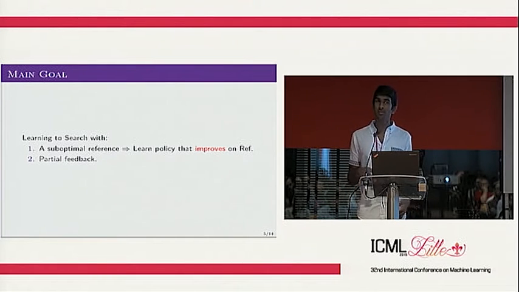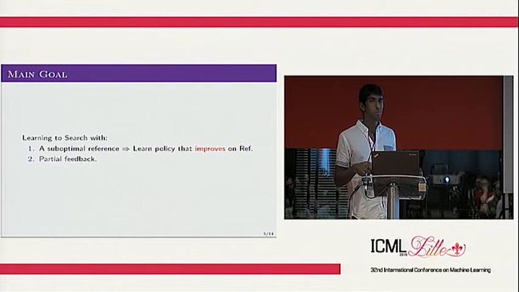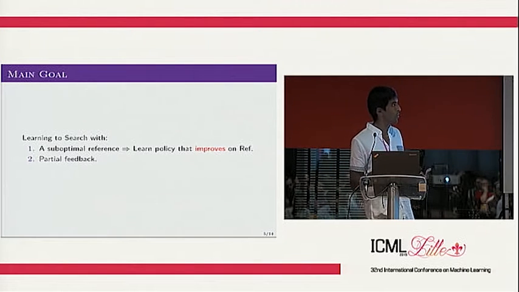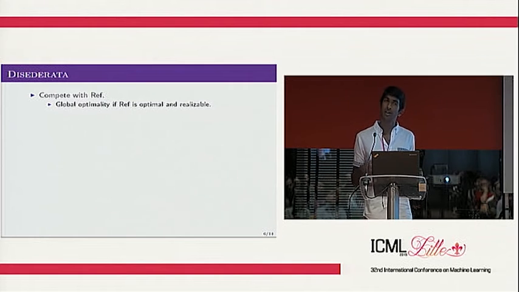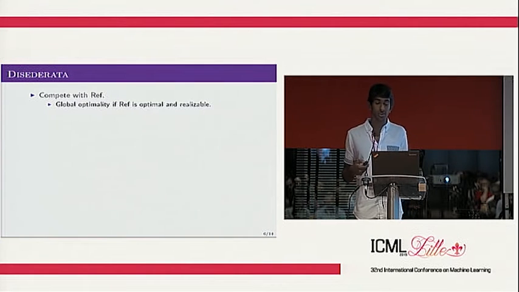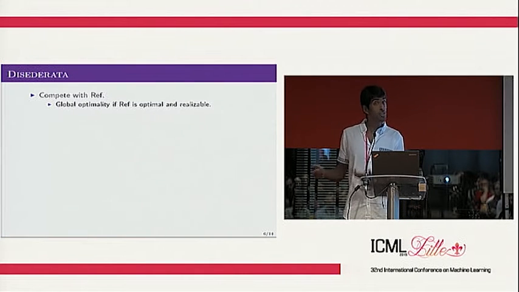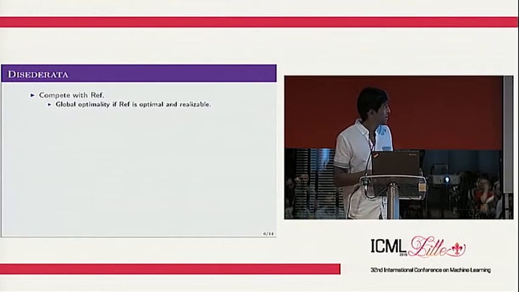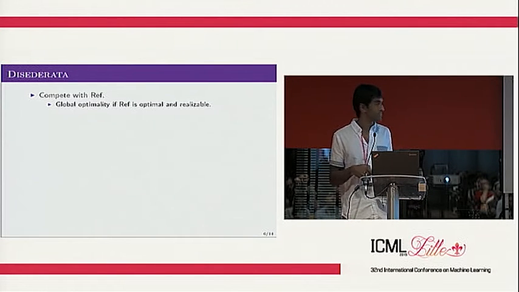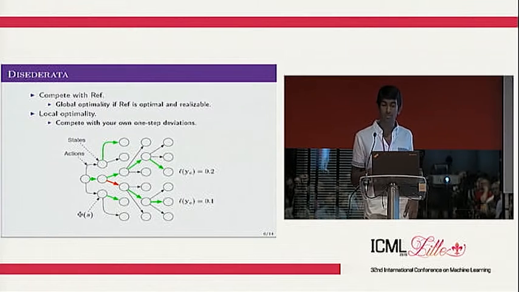OK, so when we have a suboptimal reference, it's important to figure out what we can hope for. So what do we want? Maybe one thing is, since we don't really know how good the reference is, we should be competitive with it. If it's good, we would like to leverage the fact that it's good and do well, right? So we'd like to do well if the reference is good. If the reference is not so good, maybe we can hope for something like local optimality.